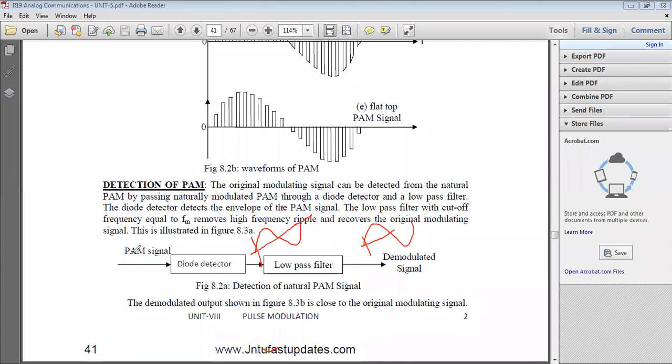And here, what is the PAM signal input? This is in the form of like this. The PAM signal comes to the input in this shape.